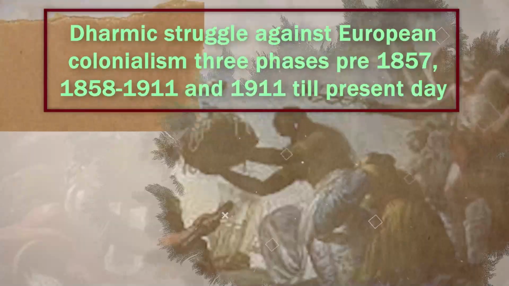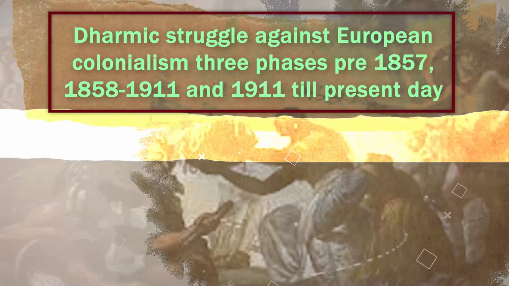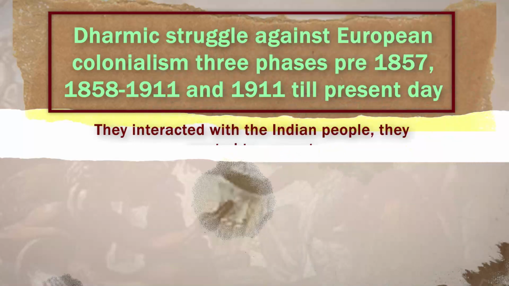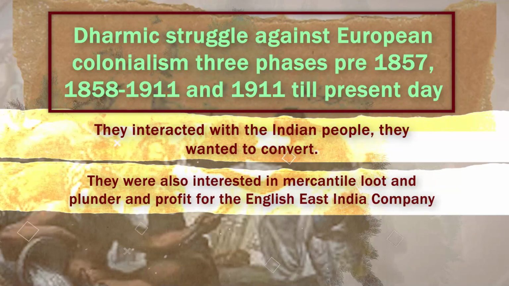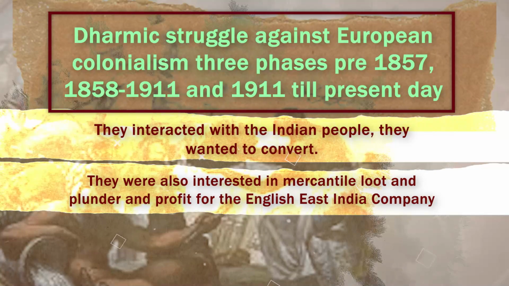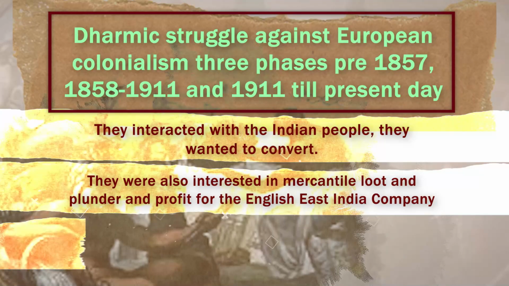Now, European colonialism. When Europeans came to India, the same thing continued, but in the Anglican or the church manner. There were mainly three phases of English rule in India. First, in the beginning, the English had missionary zeal. They interacted with Indian people, they wanted to convert, plus they were also interested in mercantile loot and plunder and profit for the English East India Company. That was one kind of rule before 1857.